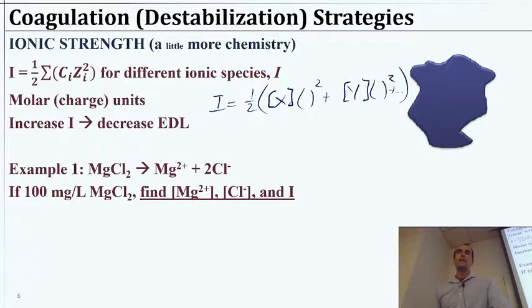So let's do this example problem. I'll get the molecular weights here for you in a moment. But let's take the moment to practice your chemistry and solve for what if we have 100 milligrams per liter of magnesium chloride, find the concentration of each, magnesium and chloride, and the ionic strength. And remember, or take note that what we're going to do is dissolve this magnesium chloride. It will all dissolve, and we'll get magnesium and 2 chlorides per molecule dissolved.